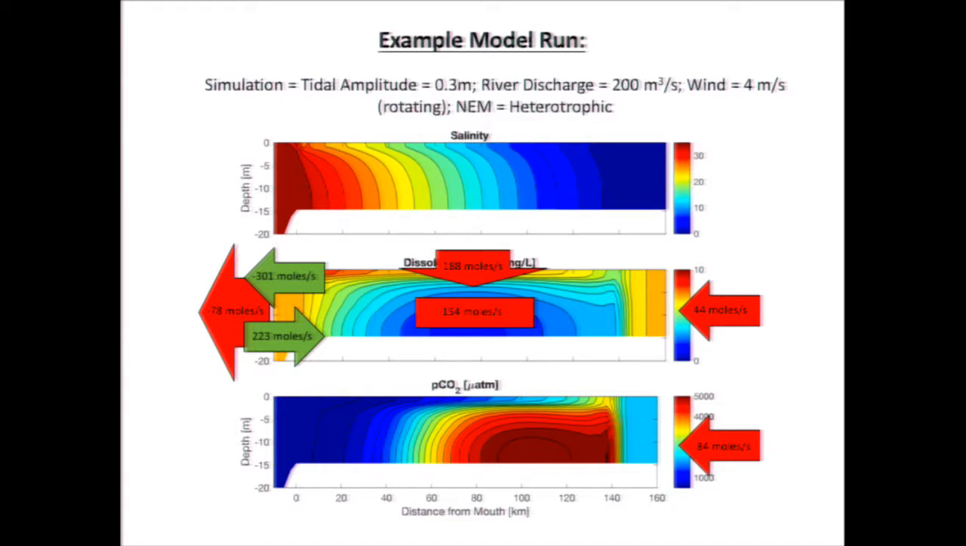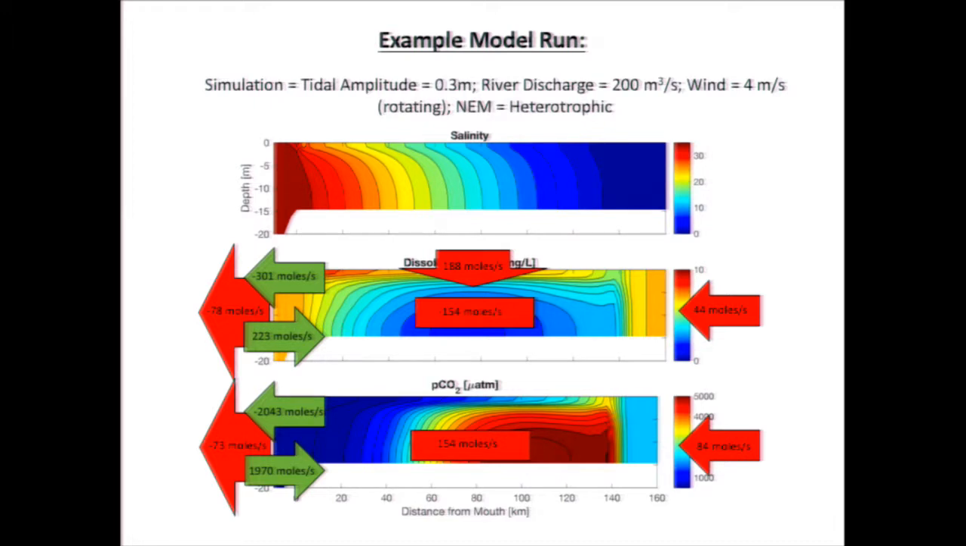If you look at the DIC balance, 84 moles are coming in at the riverine end, 154 moles are being produced of excess DIC, and 73 moles per second are being exported at the ocean. But again, this is being driven by a two-layer estuarine circulation, where we have 2,000 moles per second leaving in the surface layer and nearly 2,000 moles per second coming in at the bottom in a tidally averaged sense. And so this is 20 times the DIC input that the river is putting in.